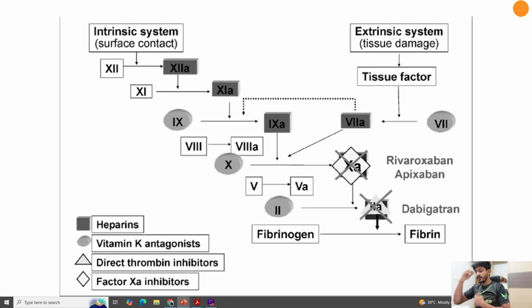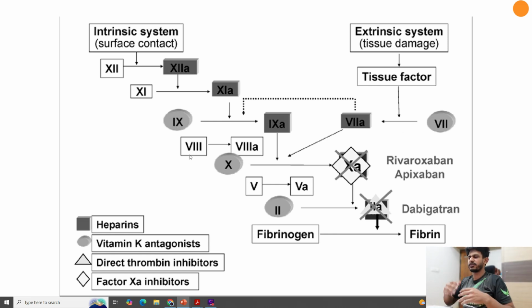So, coming to the coagulation pathway in a very brief manner, just because I want to explain the mechanism of action of heparins, vitamin K antagonists, which are warfarin, direct thrombin inhibitors, an example of which would be dabigatran, and factor 10A inhibitors, examples of which would be rivaroxaban and apixaban. So you can see vitamin K antagonists mainly act on factors 2, 7, 9, and 10.